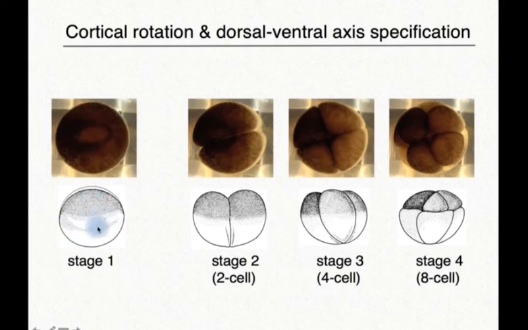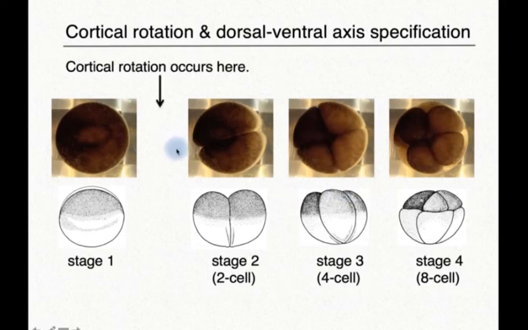These are hand drawings, the classic hand drawings, not mine, someone else's, of the same stage, but looking at it from the side. So you have the pigment. And so we have the egg, it's one cell, then it divides in half, you get two cells, then four, then eight, and so on.